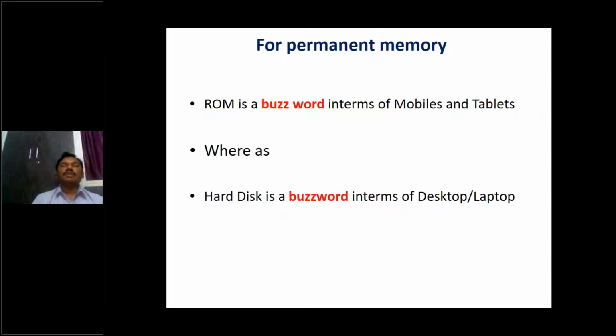Here we have to remember: ROM is a buzzword in terms of mobiles and tablets, whereas hard disk is a buzzword in terms of desktops and laptops for permanent memory. To store data permanently, the current applications are mobile phones and laptops. So ROM is a buzzword for mobile phones and tablets, whereas hard disk is a buzzword for desktop and laptop. The main function of both ROM and hard disk is to store data permanently.